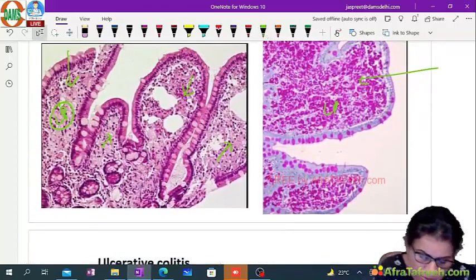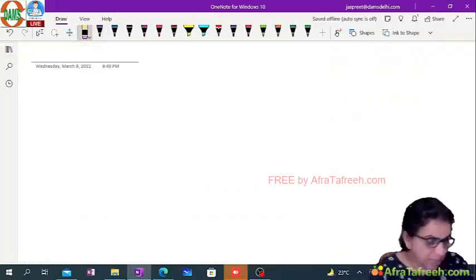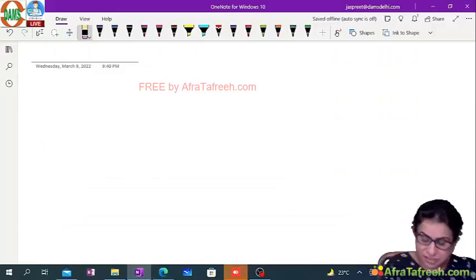Okay, now let us start with the next entity. So next we start with inflammatory bowel disease.